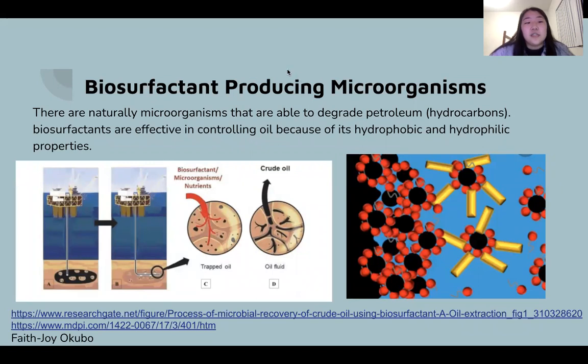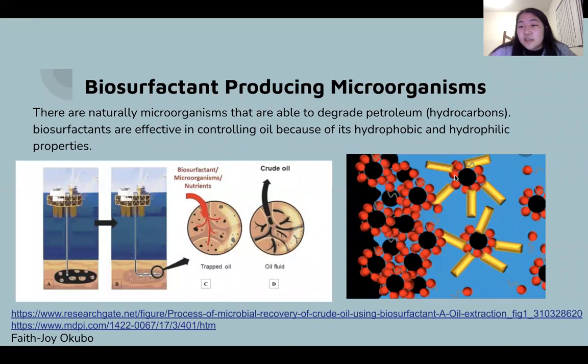So microorganisms occur naturally, and they're able to degrade the crude oil or petroleum that's made of hydrocarbons. And the biosurfactants are effective in controlling that oil because of its amphiphilic properties. So it's both hydrophobic and hydrophilic. So here is a bacterium cell that produces the biosurfactant molecules.